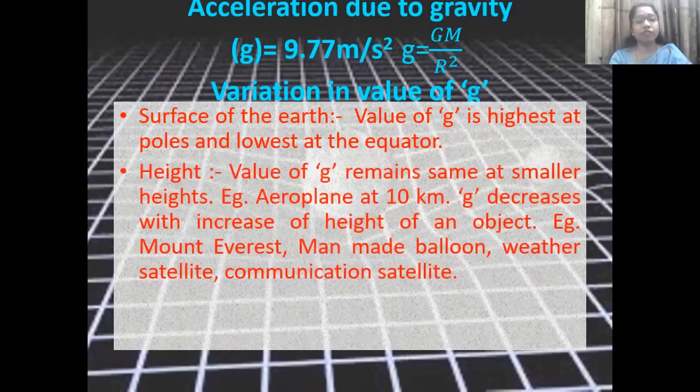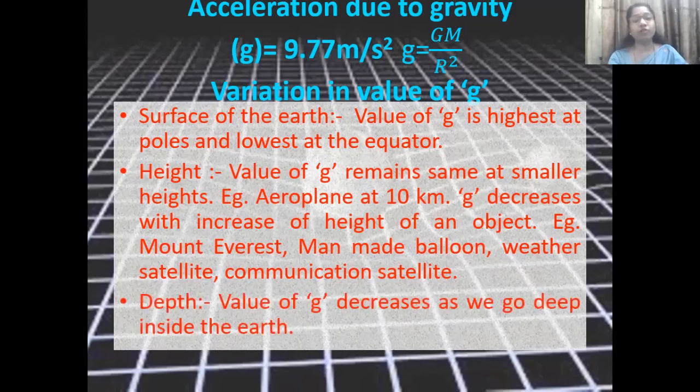How about the value of g at a height close to the Earth? For an aeroplane which is flying very close to the Earth, at 10 kilometers from the surface of the Earth, the value of g remains the same. But for objects which are at a great height, like Mount Everest, a man-made balloon, a weather satellite, a communication satellite, the value of g decreases with increase in the height of an object.